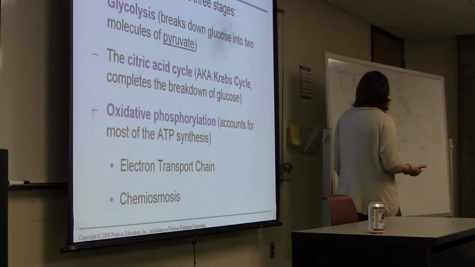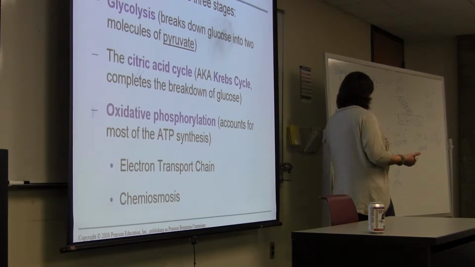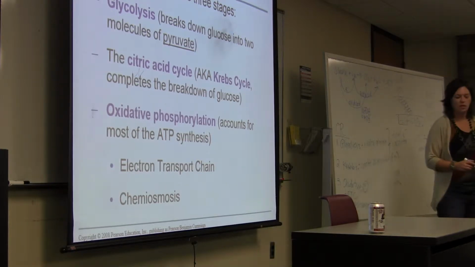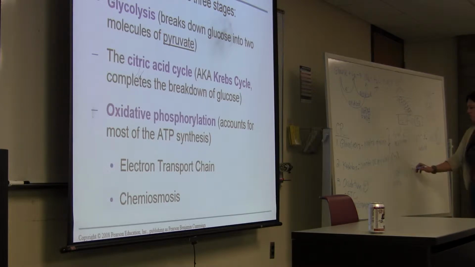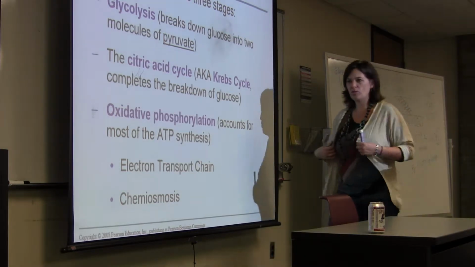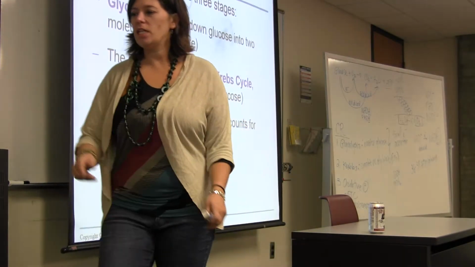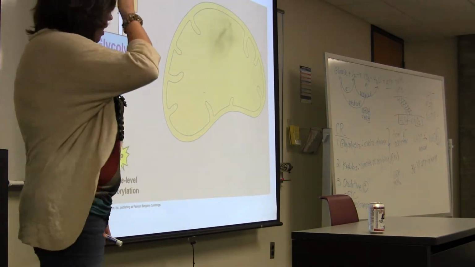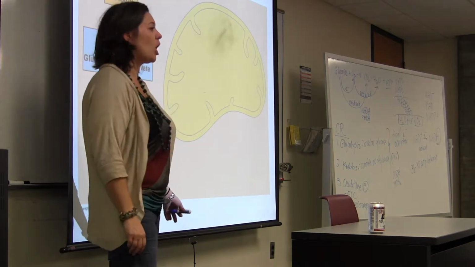And so by the time you end up finishing oxidative phosphorylation, you're going to end up with a total of about 36 to 38 ATP per molecule of glucose. So we're generating a lot of energy in cellular respiration for just one molecule of glucose. And so we're going to go through and talk about each one of these in a little bit of detail. Okay, so the first thing we're going to talk about is glycolysis.